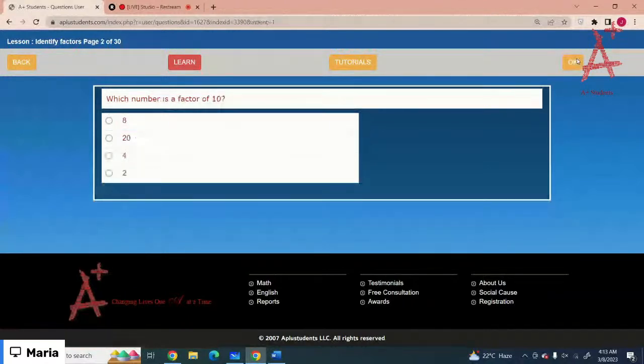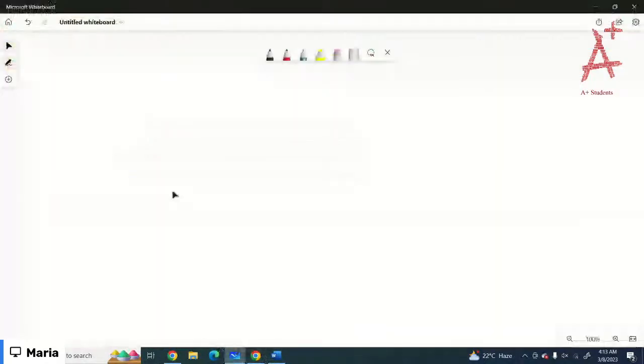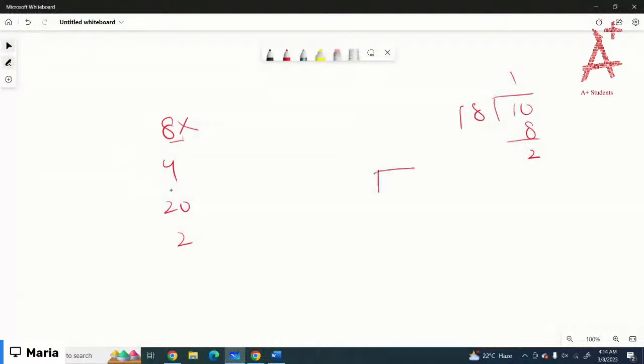which number is a factor of 10? So which numbers are the factors of 10? 8, 4, 20, and 2. Okay, let's see. Let's just divide 10 by 8. 8 times 1 is 8. You have the remainder 2. This isn't the correct option. Whenever you have a remainder, this is not the correct option.